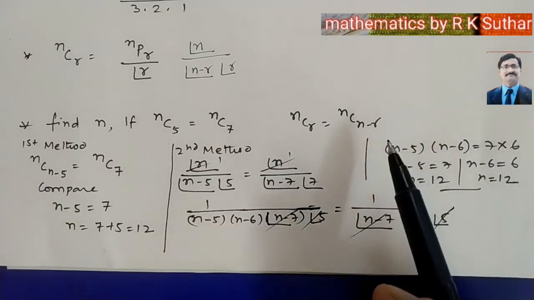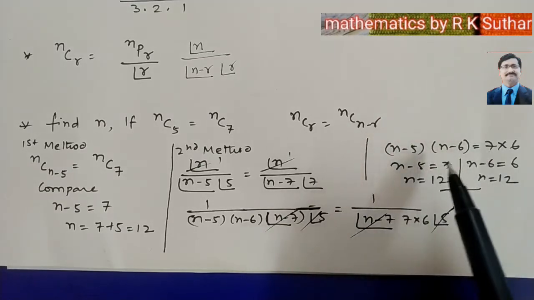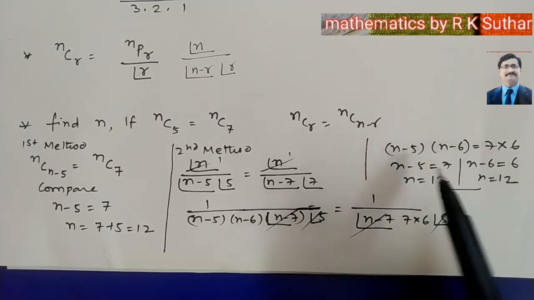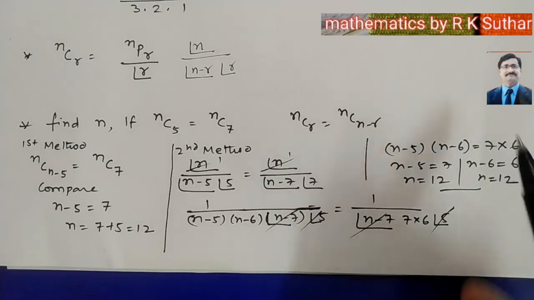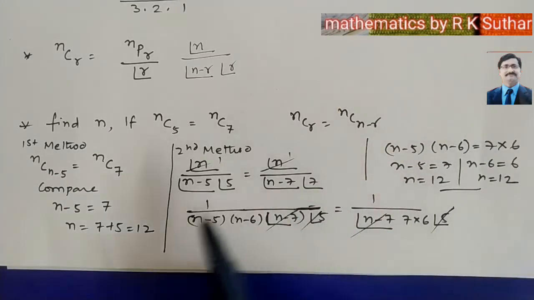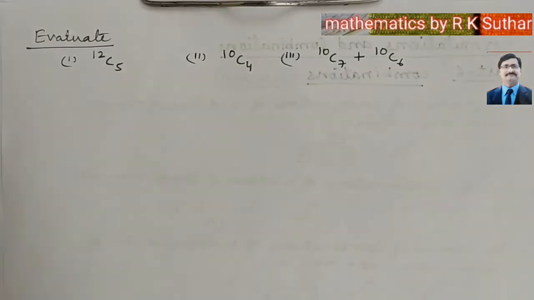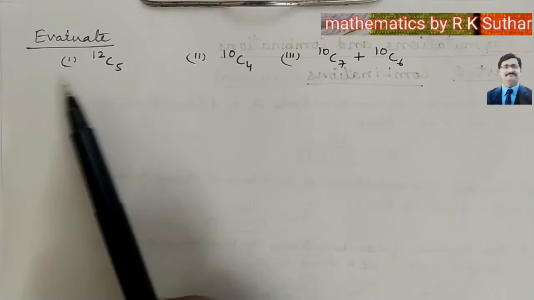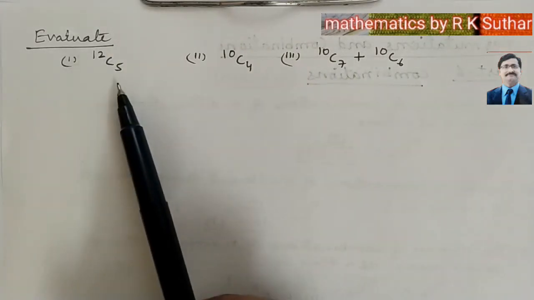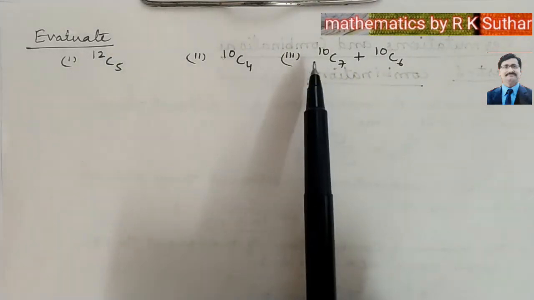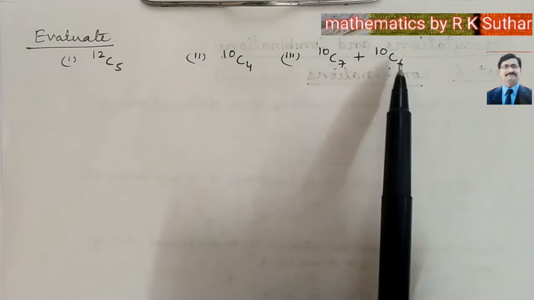Now we can compare: n minus 5 will be equal to 7 and n minus 6 equal to 6, so we can write n equal to 12. So look here, with this method also we find n equal to 12. You can use this method, it is a simple method. Look here, we have to evaluate these three questions: 12C5, 10C4, and 10C7 plus 10C6.